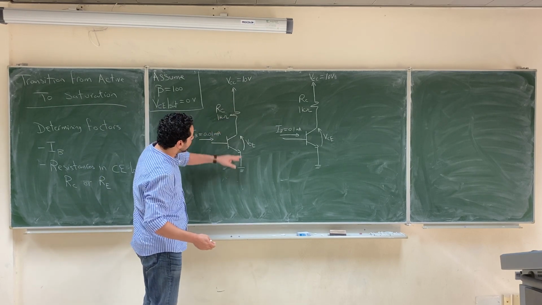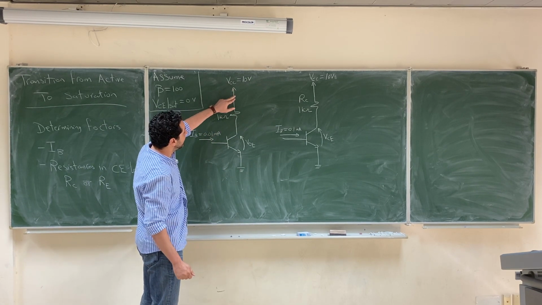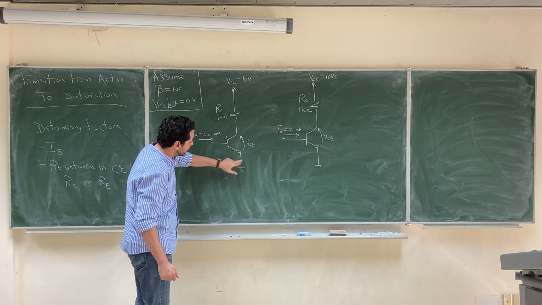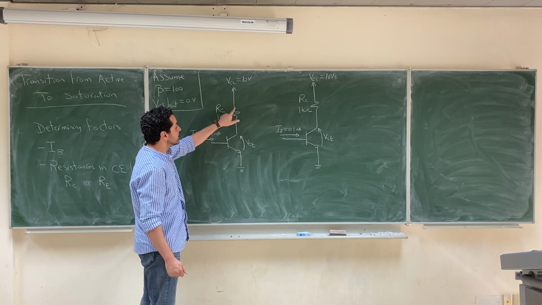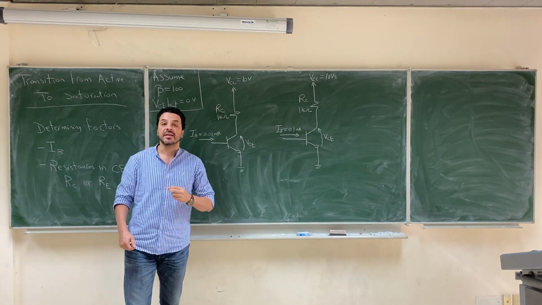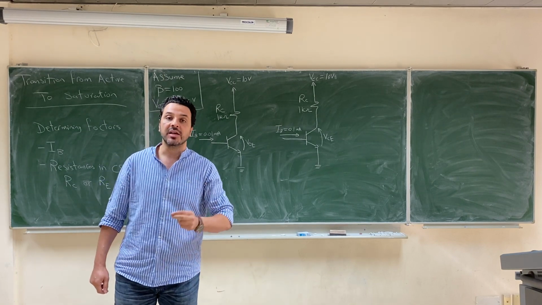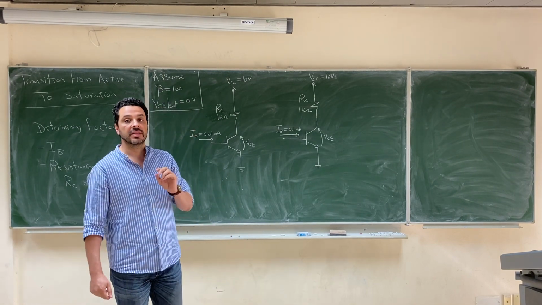So this is called the collector emitter loop, the loop that starts from the supply connected to the collector and then goes through the collector and emitter to ground. The resistors or the resistances in this loop are also an important factor that determines whether the transistor operates in the active region or in the saturation region.